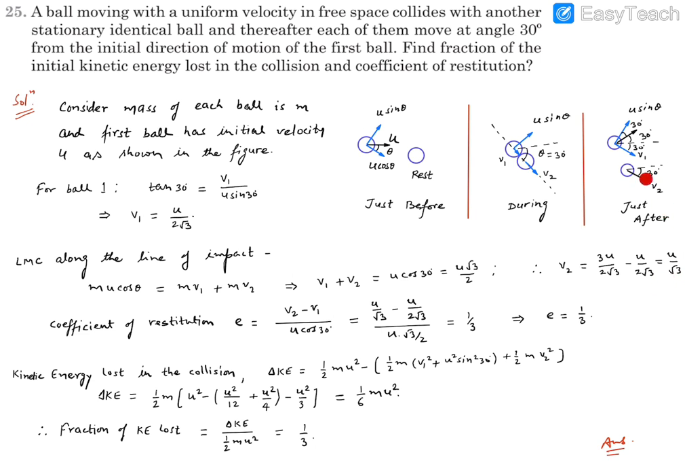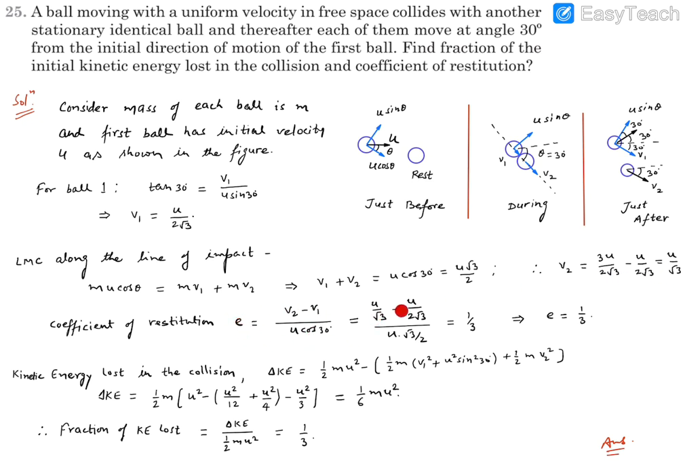Now we got to know the velocity of the second ball after the collision, and the first ball after the collision. We know the velocity of ball 1 before the collision; this velocity we have assumed to be u. Now we can find the coefficient of restitution, because it's the ratio of velocity of separation divided by velocity of approach along the line of impact. Along the line of impact, separation velocity is going to be v2 minus v1, and the velocity of approach along the line of impact is going to be u cos theta. So v2 minus v1 divided by u cos 30 degrees. That's the coefficient of restitution.